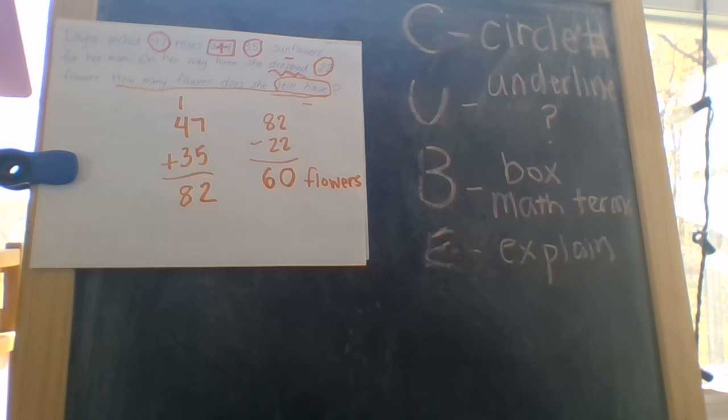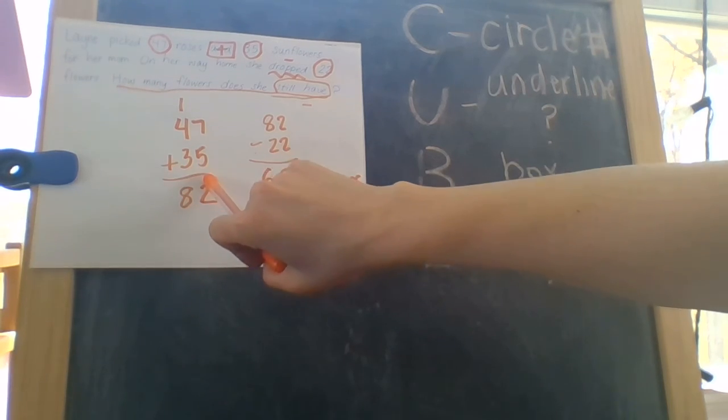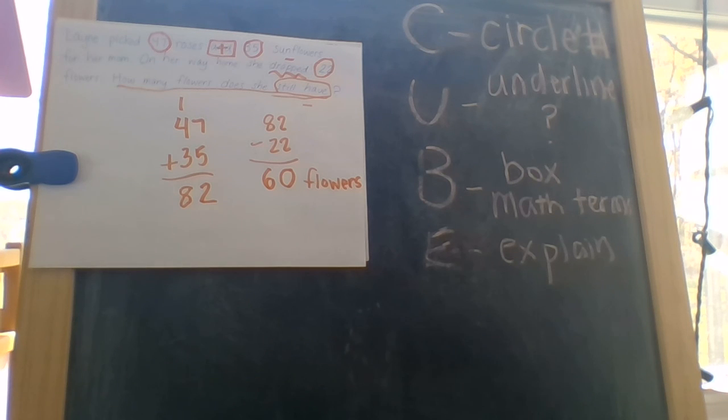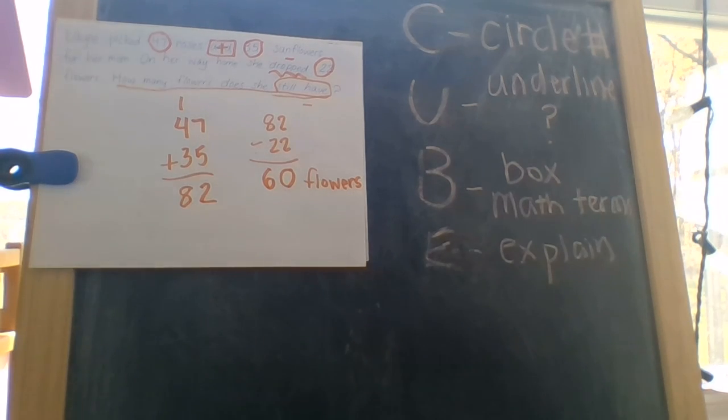Okay, let's take a look. Does that make sense? I added together the number of flowers that she found. She got 47 roses, 35 sunflowers. I was careful when I added up my place values, starting always, always, always in the ones place. And then I subtracted the amount she lost to find how many she still has.